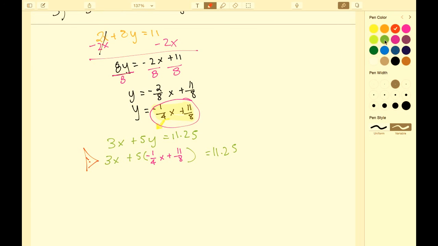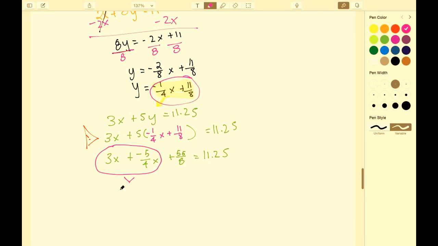Okay, so then we'll have 3x. And this 5, I'm going to distribute this, and then 5 times negative 1/4 is a negative 5 over 4x, plus 5 times 11/8 is 55/8 equals 11.25. Okay, and then from there, I can combine like terms right here. And so once you punch that into the calculator, you'll get 7/4 x, and then we'll have plus 55/8 equals 11.25. We're almost there.